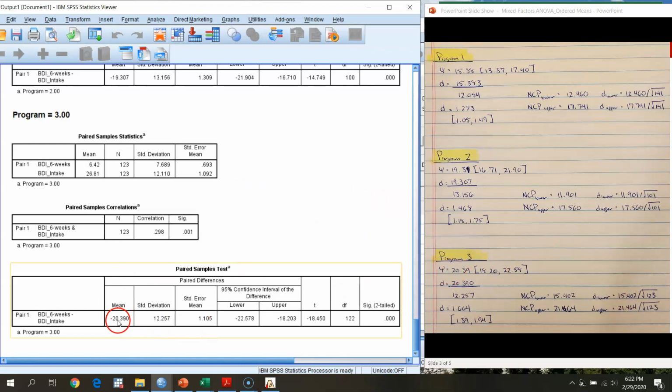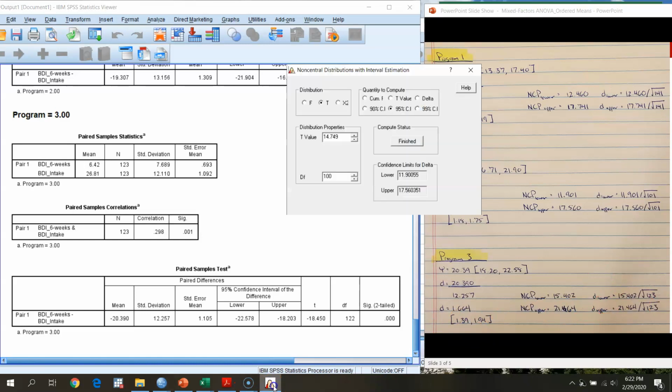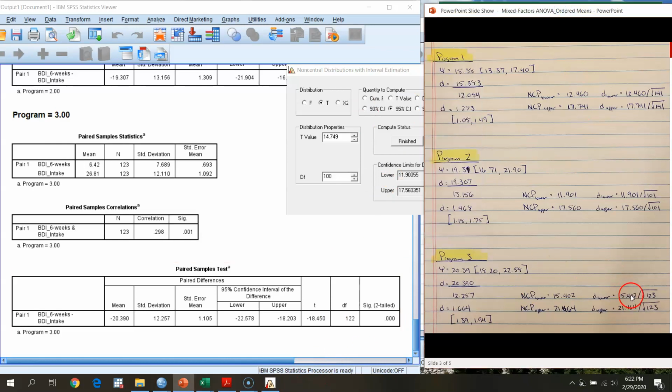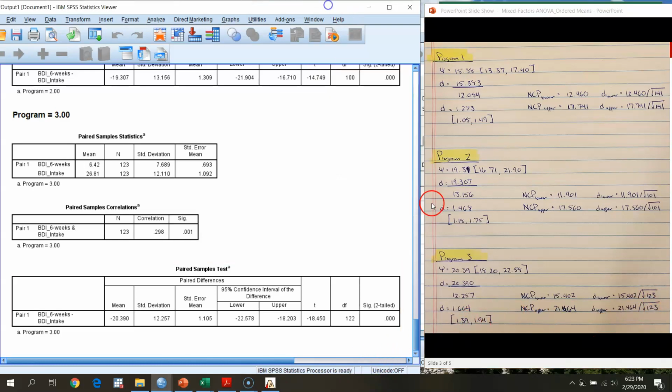Okay, same thing if we go down to program 3. We see here over a 20-point reduction. If we take our pre-post difference divided by the standard deviation of the difference scores, it gives me an effect size of 1.66. If I run it again, same thing: non-centrality parameter, get my upper and lower limits on the non-centrality parameters, and back-translate those into upper and lower limits for my d. I get anything from a 1.39 standard deviation reduction from pre to post, all the way up to almost a 2 standard deviation reduction in BDI scores from pre to post. This is really, really impressive, right?